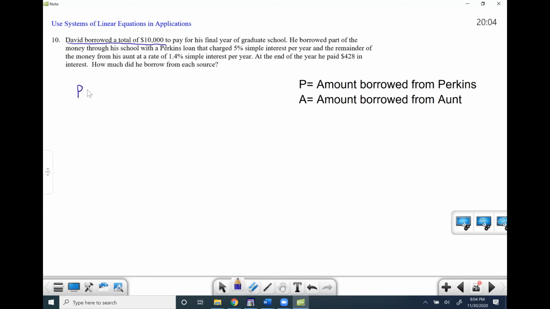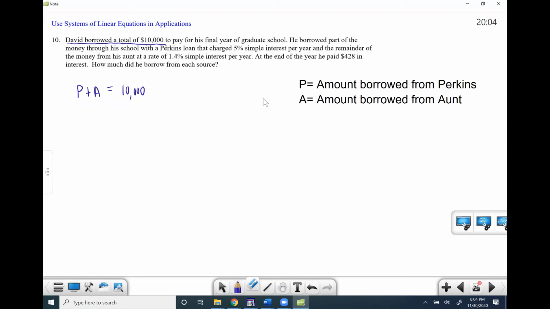If I do P plus A, so the amount borrowed from the Perkins plus the amount borrowed from the aunt has to add up to 10,000. I don't know how it's divvied up. Maybe he borrowed 5,000 and 5,000, but nothing says he borrowed equal amounts. Maybe this one was like 8,000 and this one was 2,000, who knows? We don't know how it was divvied out. We just know it adds up to 10,000. Okay, so that's going to be one of our equations.